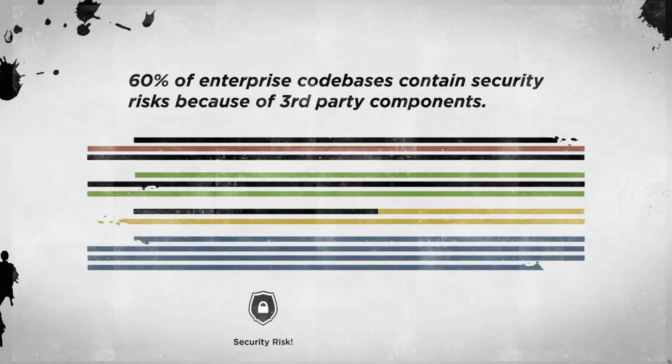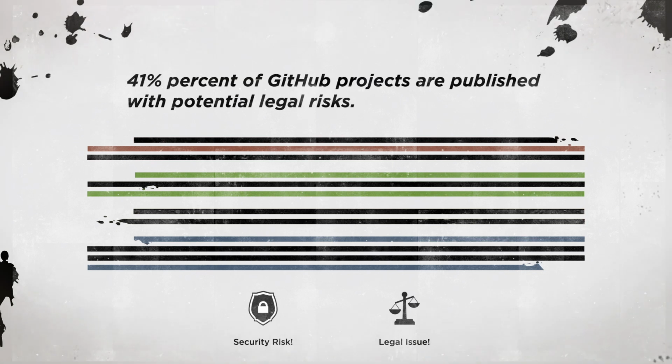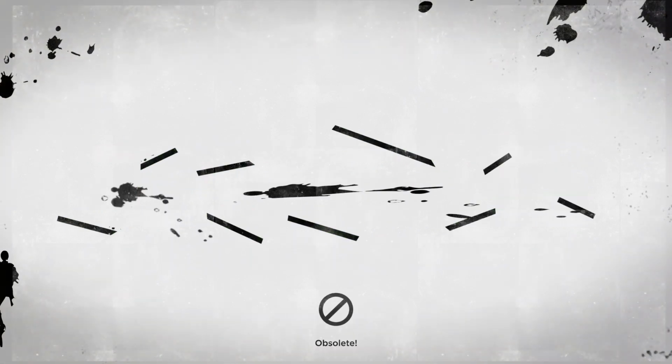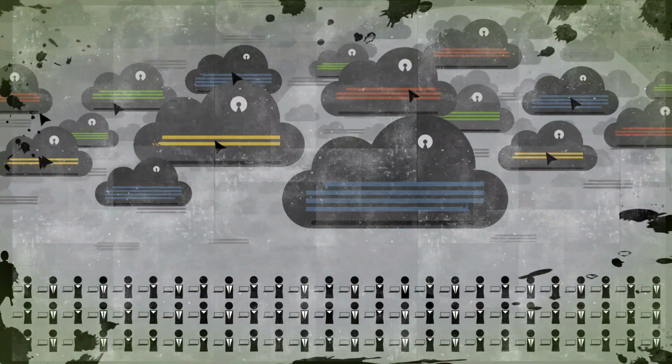60% of enterprise code bases contain at least one exposure or vulnerability from third-party components. 41% of GitHub projects are published with potential legal risks. And then there are the technical risks from obsolete components. With hundreds or even thousands of applications, where do organizations even begin to address these risks?